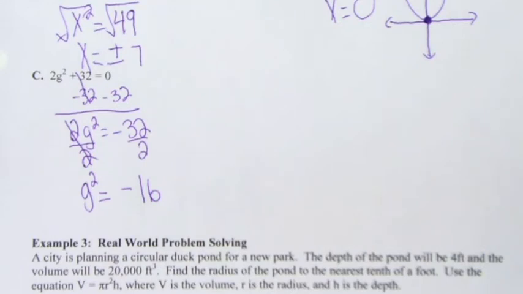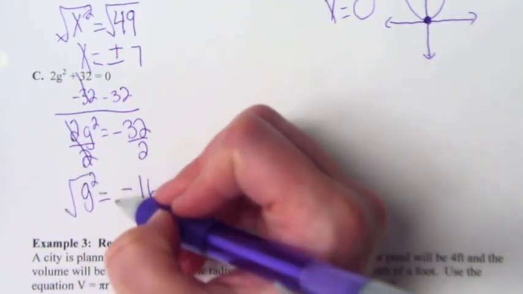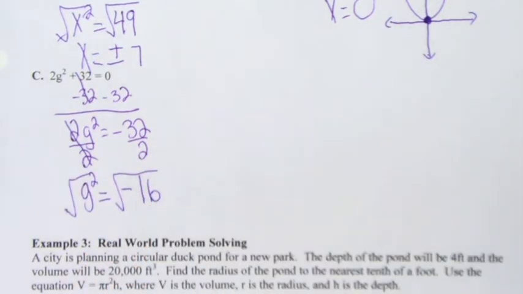Now, how many of you have worked ahead at all? What would be the next step, Bernice? Find the square root. Okay. Somebody put the square root of negative 16 in their calculator and tell me what happens. Domain error. Exactly. You cannot have a square root of a negative number.